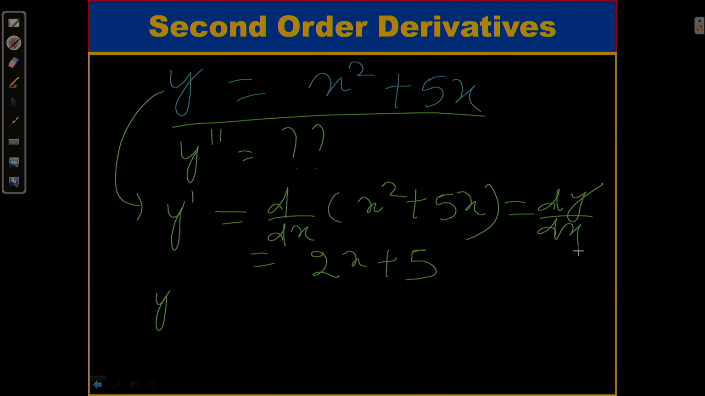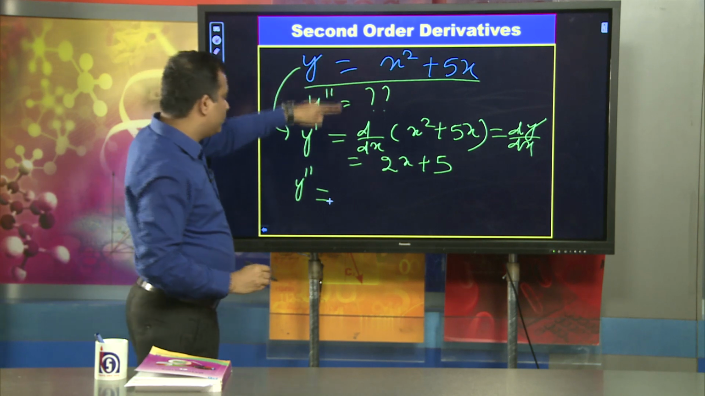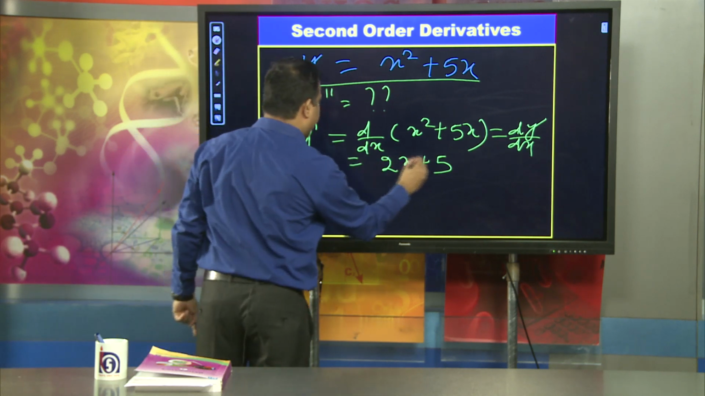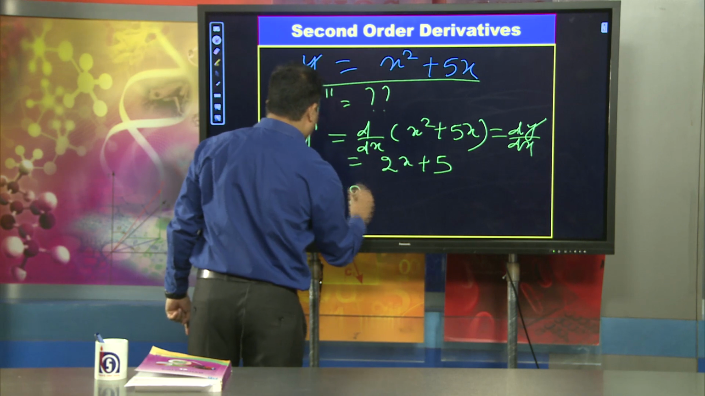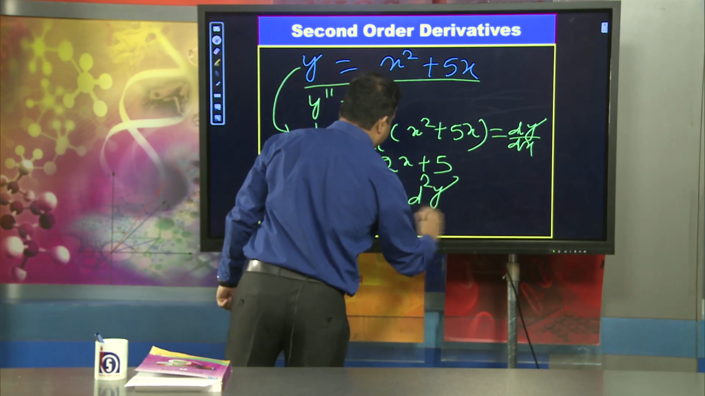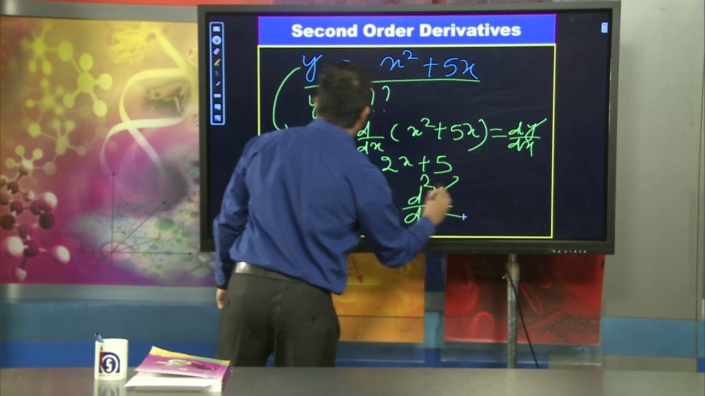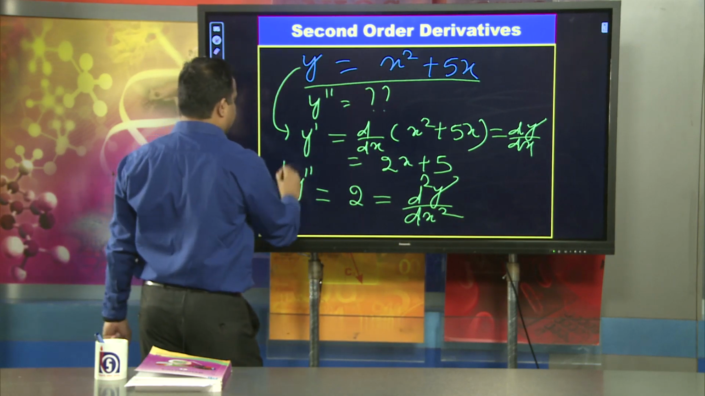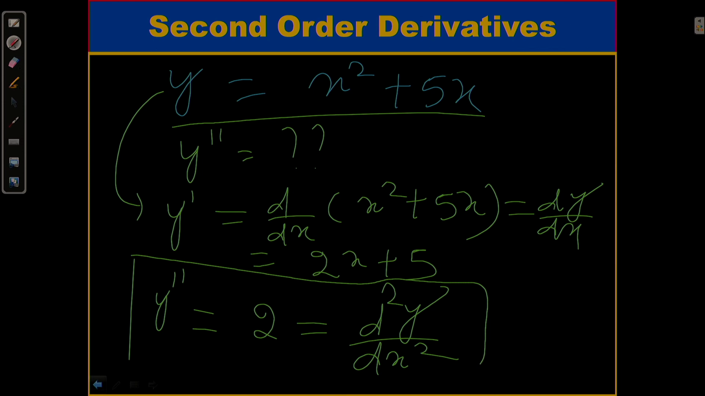y double dash means we are finding the derivative two times. So for 2x plus 5, again we find the derivative, and the value is 2. This is known as d square y by dx square. This is known as the second order derivative. What we have learned is that second order derivative means two times the derivative.